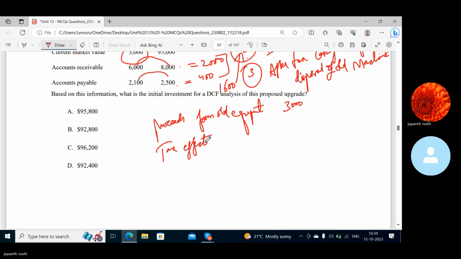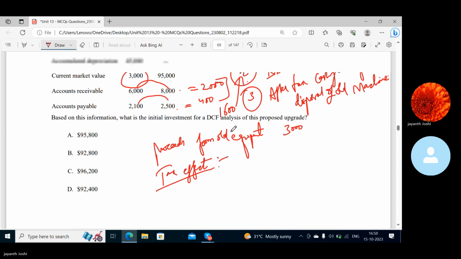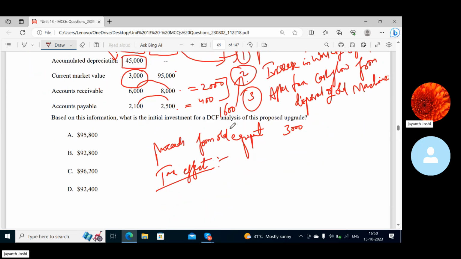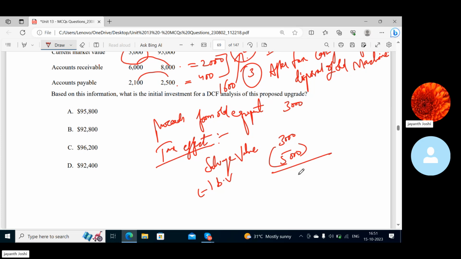Tax effect. 40%. Salvage. So the final value they can get is 3,000 only. Salvage value 3,000. This is the final value they can get. Less book value, we'll remove 5,000. 2,000 is the loss, right?